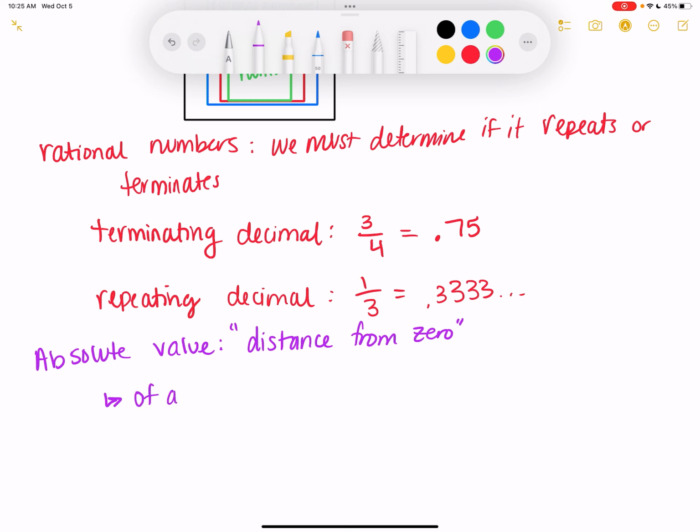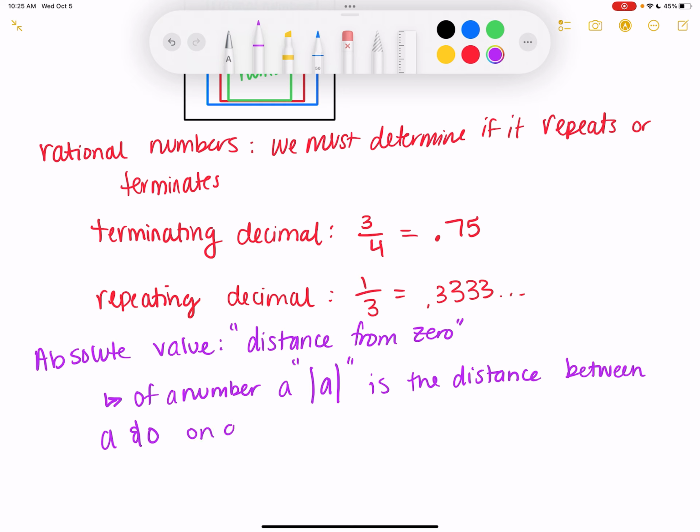of a number A, so the absolute value of a number A, and it would be written something like this, is the distance between A and 0 on a number line.